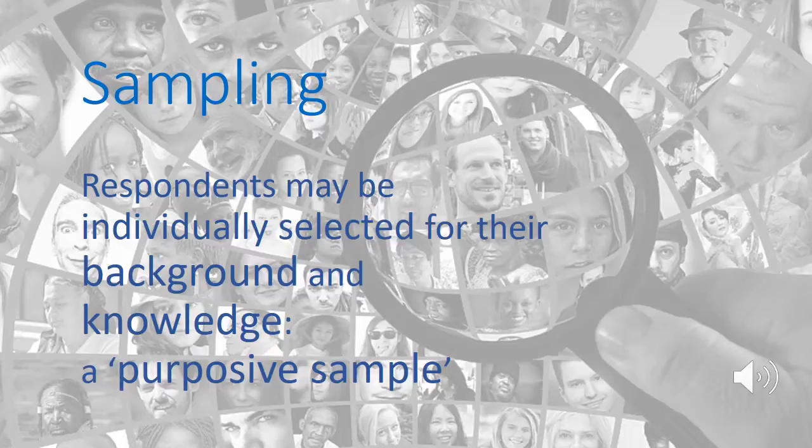There are different types of sampling. For a purposive sample, a researcher selects each respondent very carefully according to who he or she believes has the appropriate expertise or background to provide most valuable insight.